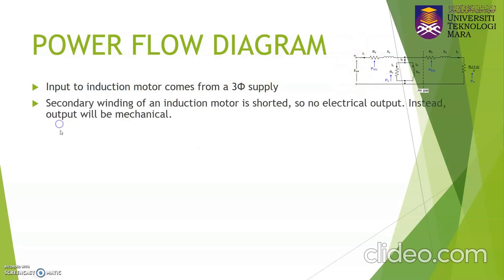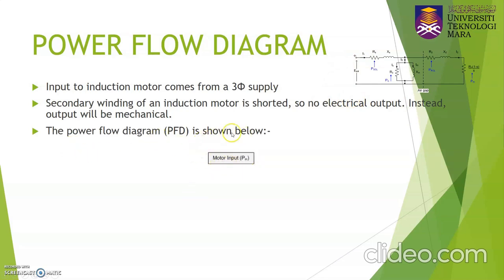The secondary winding of the induction motor is short, so there will be no electrical output. Instead, the output will be only mechanical output. That's why in the induction motor you don't have any electrical output, but you have a mechanical output, while at the input supply you have an electrical input. The power flow diagram is shown as below.